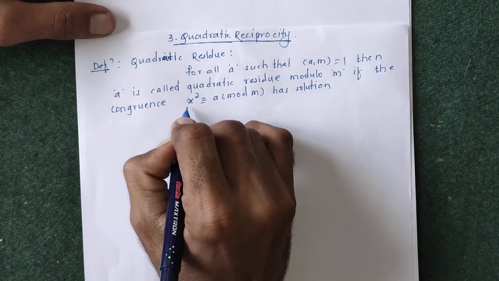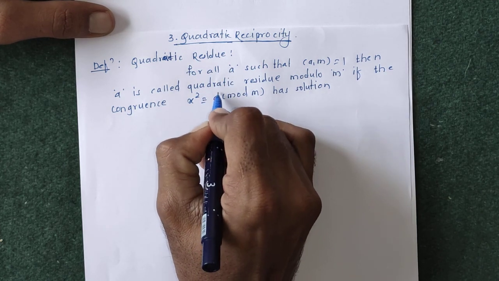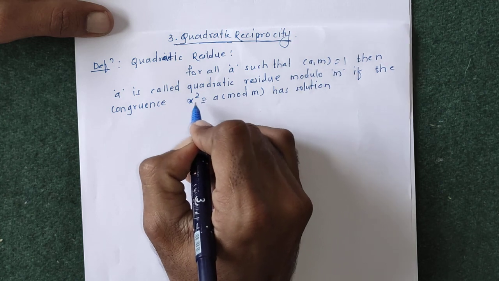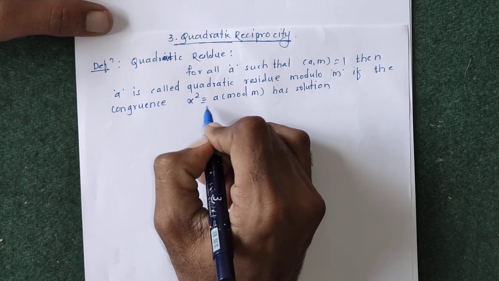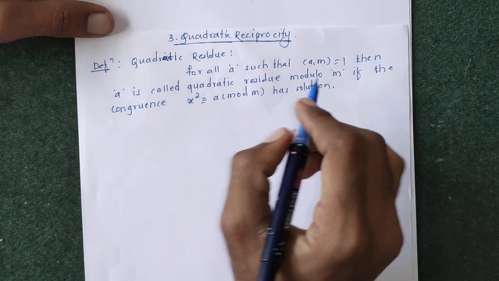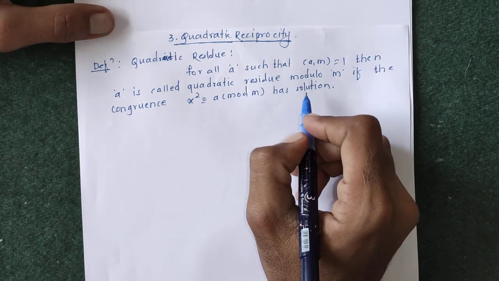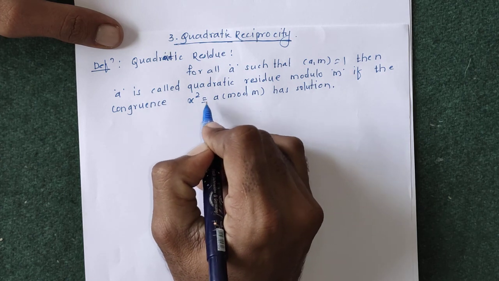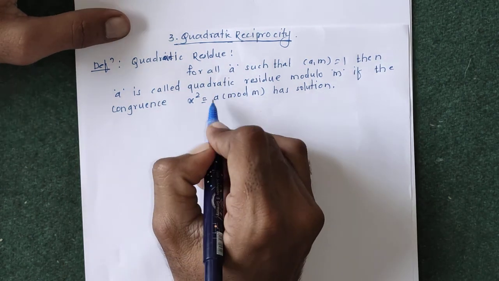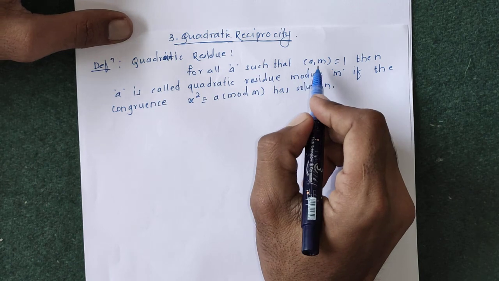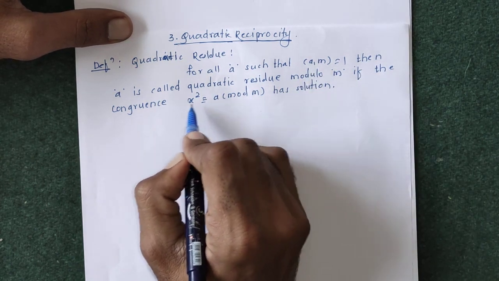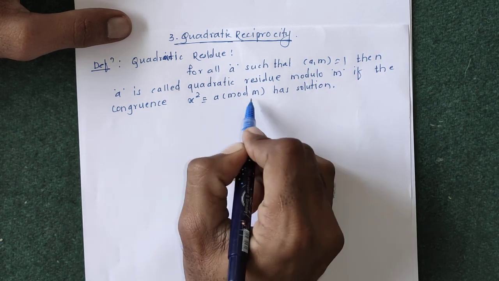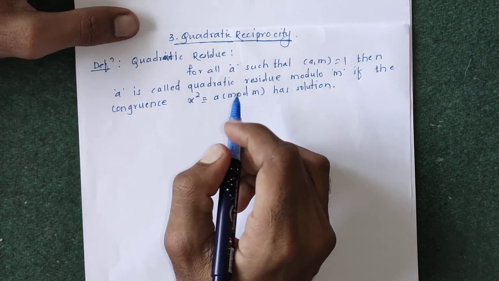If this congruence has a solution, then we say that this a is a quadratic residue under modulo m, since this a satisfies the congruence x square is congruent to a mod m. And if there does not exist any integer that satisfies this congruence, then we say that this a is a quadratic non-residue.